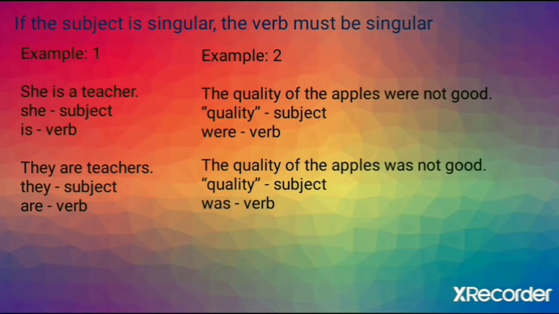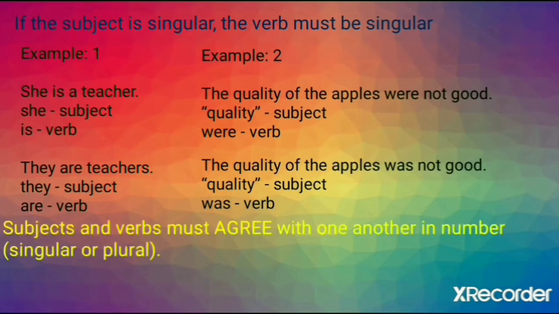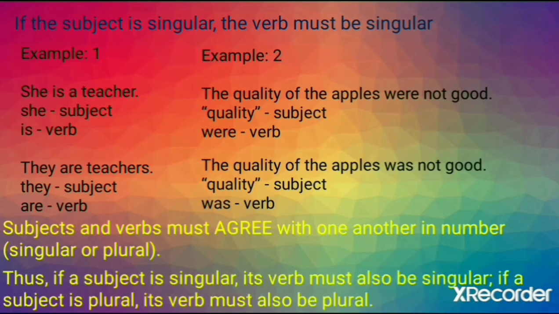Here we are not speaking about the apples. Here the subject is the quality. We are speaking about the quality of the apples. We are not speaking about the apples. So the subjects and verbs must agree with one another in number. It might be singular or plural. So if a subject is singular, its verb must also be singular. If a subject is plural, its verb must also be plural.